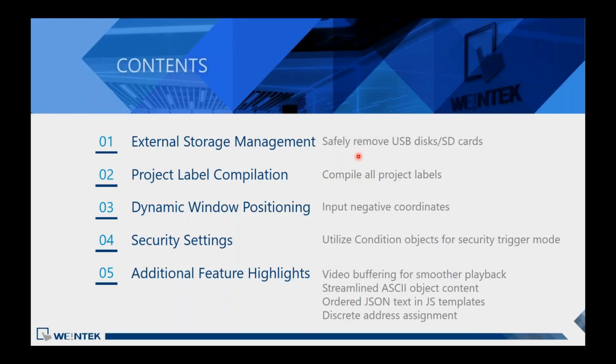The content covers 5 topics, and the first topic is to safely remove USB disks or SD cards on the HMI to prevent unexpected file corruption. The second topic is the label tag library. I will show you how to compile all the project labels instead of those labels unused. The third topic is about direct windows and indirect windows, which support the use of negative numbers for window positions to suit specific applications.